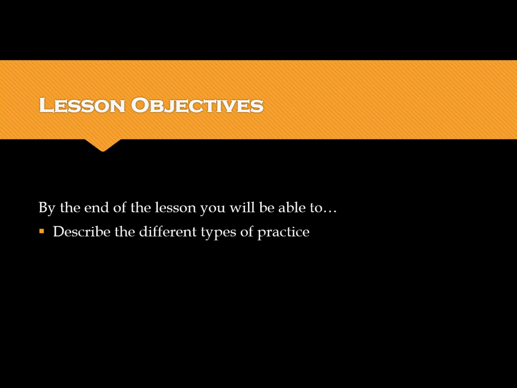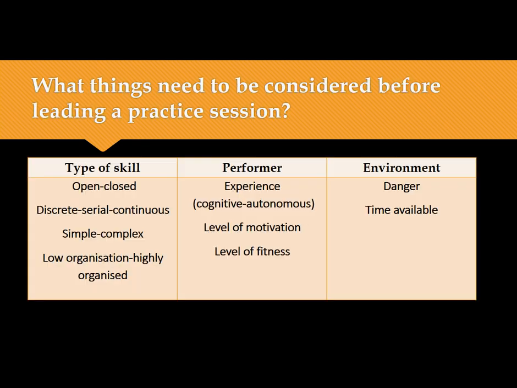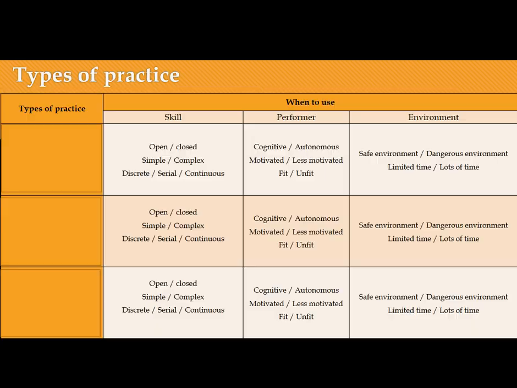Hopefully by the end of the session you'll be able to describe the different types of practice, which we have 4, and explain the advantages and disadvantages of each type. Again, we need to consider the type of skill we're actually delivering, who the performers are, and what the environment's going to be like. So the first type of practice we've got is known as mass practice.